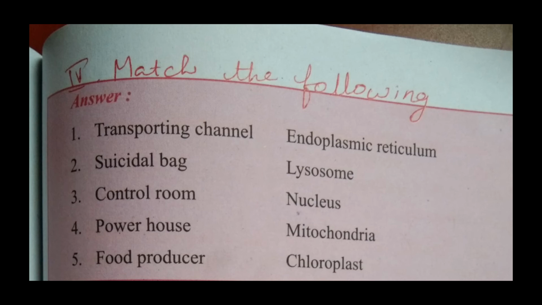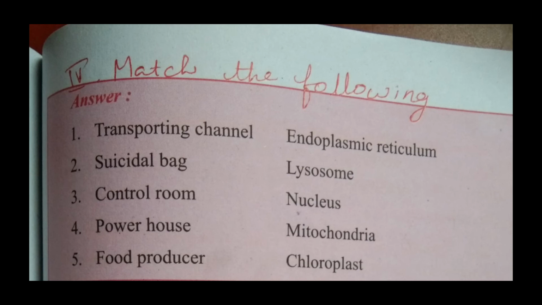The first one is transporting channel. Answer is endoplasmic reticulum. Endoplasmic reticulum is a network like cell organelle which transport substances inside the cell. And the second one is suicidal bag. The answer is lysosome, because lysosome contains the digestive enzymes. They are the main digestive compartments of the cell. And the third one is control room. Which cell organelle control all the activities of the cell? Yes, nucleus. So, the answer is nucleus.